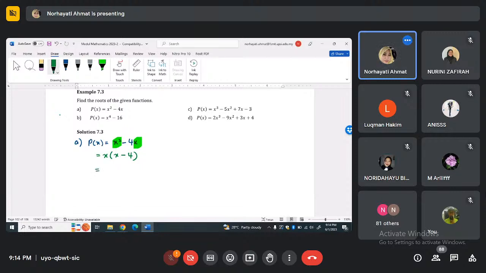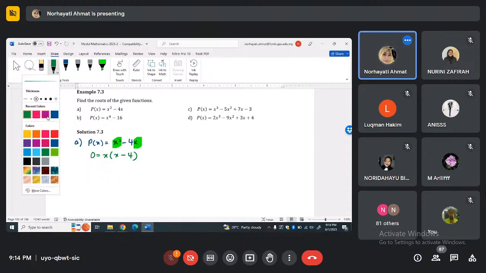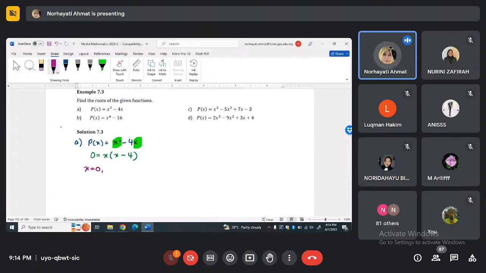Okay, now the root. We need to assign p(x) equals to 0. Okay, so ini kita rearrange this. Give us x equals to 0. Another one is x minus 4 equals to 0. Betul tak? Okay, so what is the root of these functions? x equals to 0 and x equals to 4. Good. Ada dua. x equals to 0 and x equals to 4.